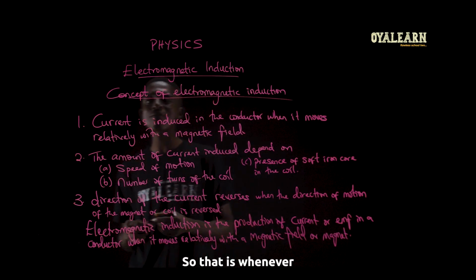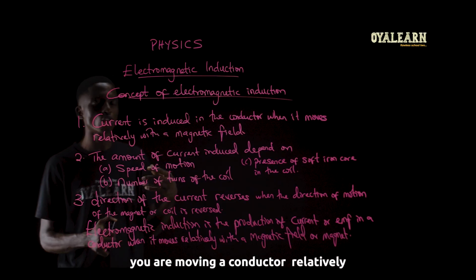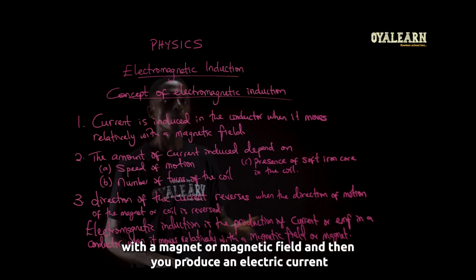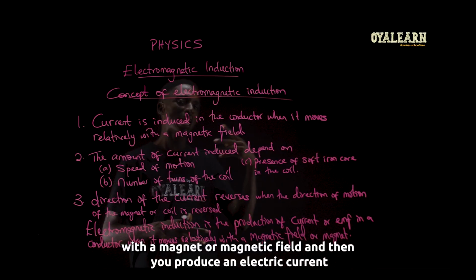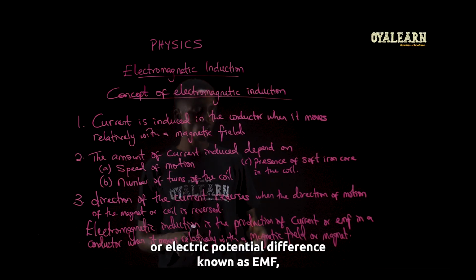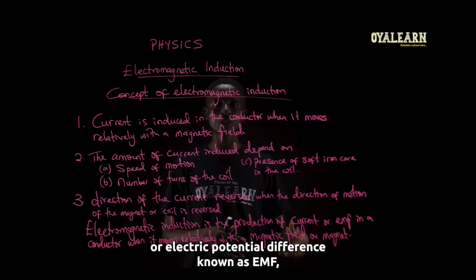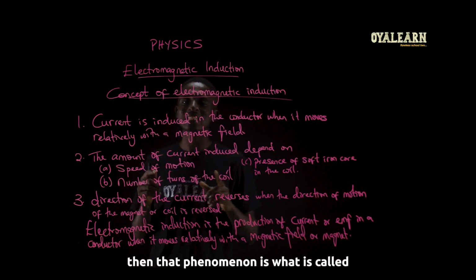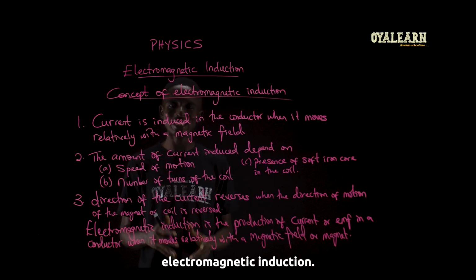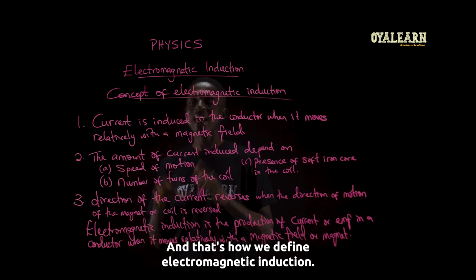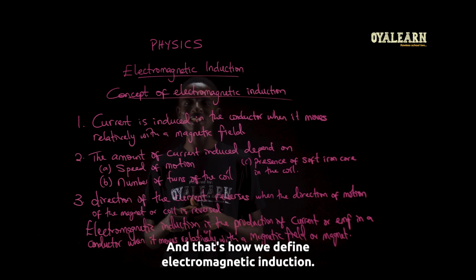So that is, whenever you are moving a conductor relative to a magnet or magnetic field, and then you produce electric current or electric potential difference known as EMF, then that phenomenon is what is called electromagnetic induction. And that's how we define electromagnetic induction.